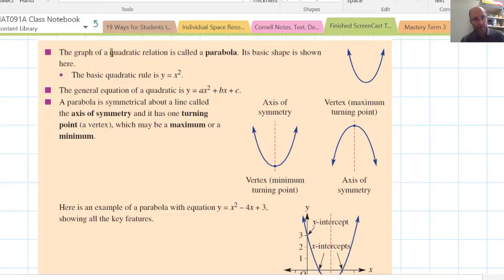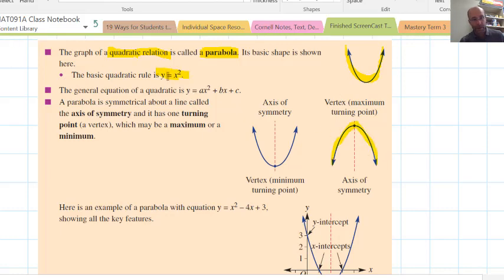Okay, important things to note. The graph of a quadratic relation or a quadratic function is called a parabola. So a quadratic equation will give a parabola. That's your basic shape.